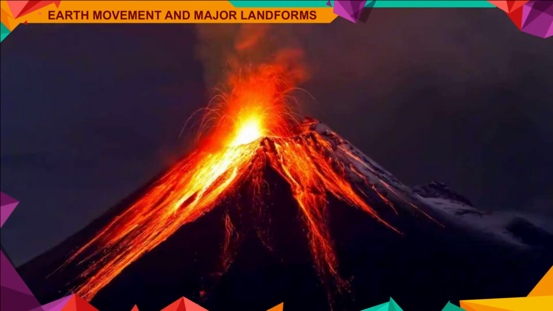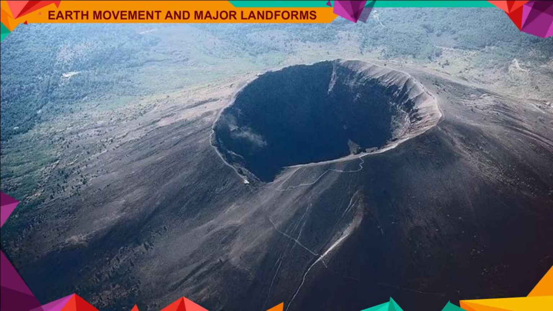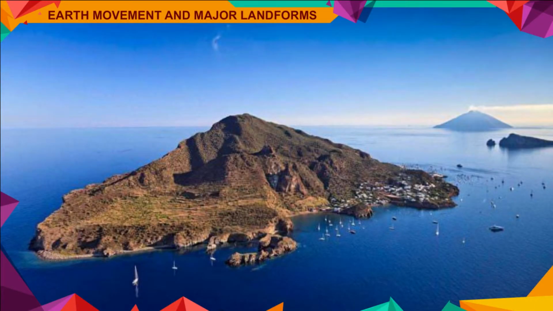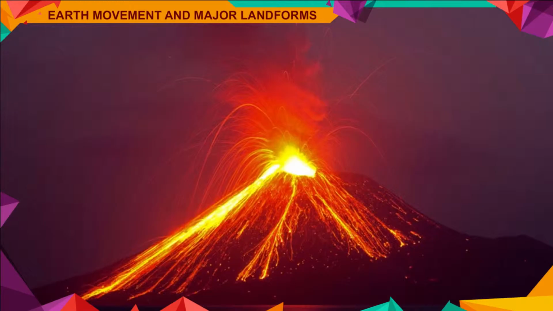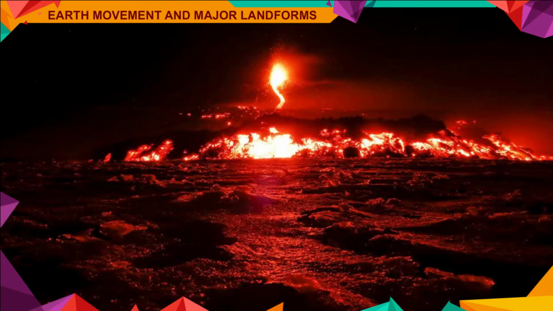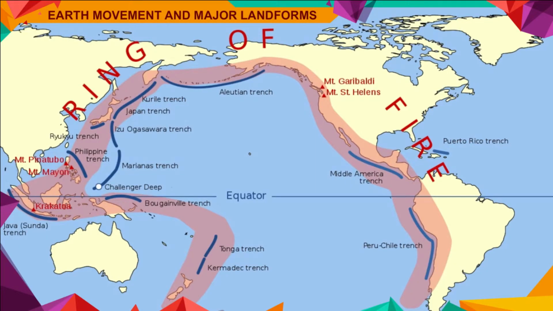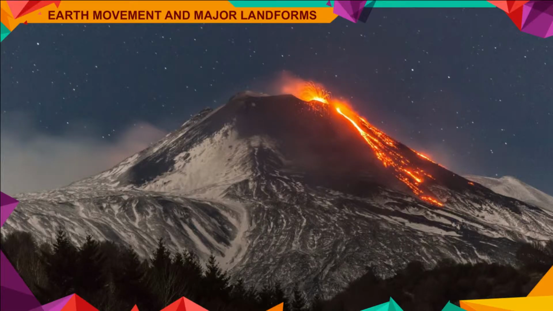Kinds of volcanoes. According to the nature and frequency of eruptions, volcanoes have been divided into three categories: active volcanoes, dormant volcanoes, extinct volcanoes. Active volcanoes. These volcanoes erupt frequently. There are more than 500 active volcanoes in the world. Most of them are found in a circular belt around the Pacific Ocean called the Ring of Fire. Example, Mount Etna in Italy.